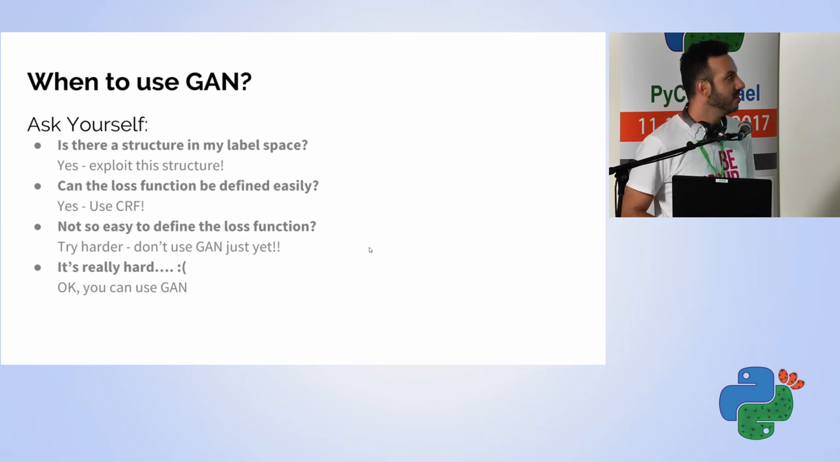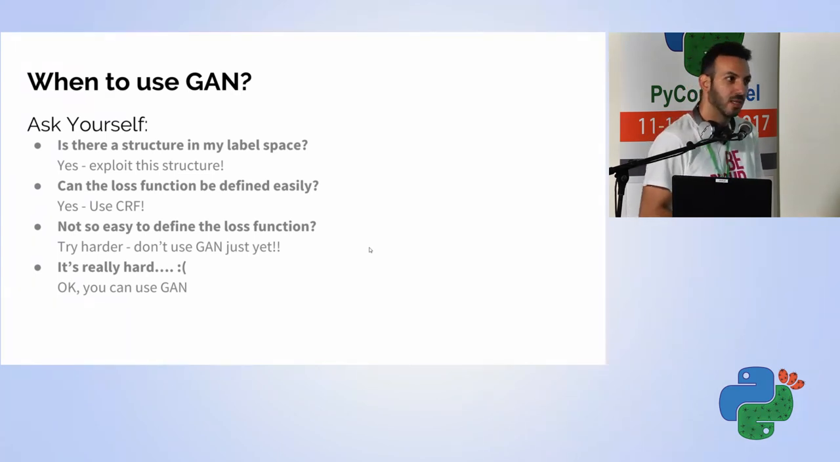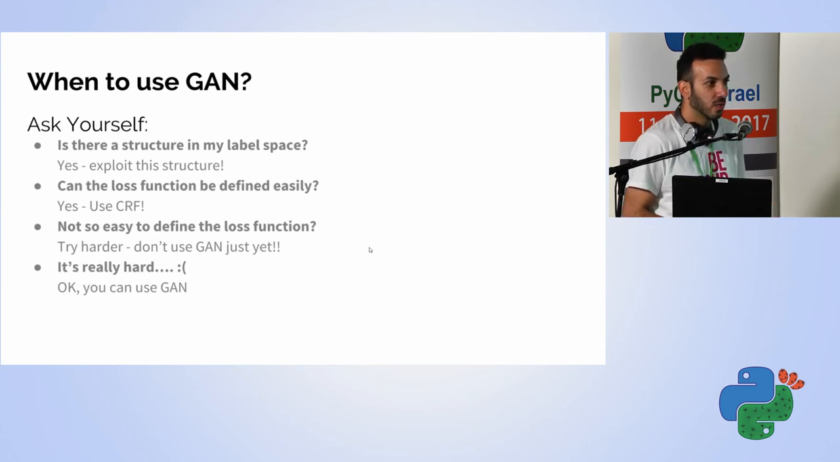When should you use GAN? You should ask yourself, is there a structure in my label space? If the answer is yes, you should try to exploit it. The first thing that you should do is ask yourself, can I construct a loss function quite easily? If the answer is yes, use CRF, don't use GAN right away, because it's an open issue, it's hard to use GAN, it's hard to train. Most of the time you get bad results, and you don't even know why. It's an open issue.